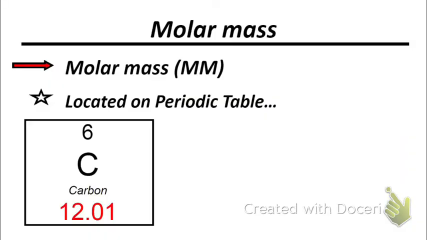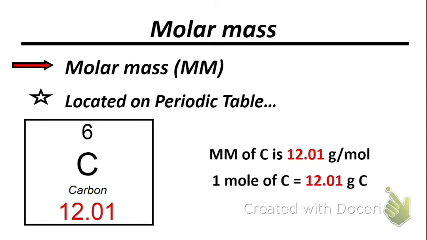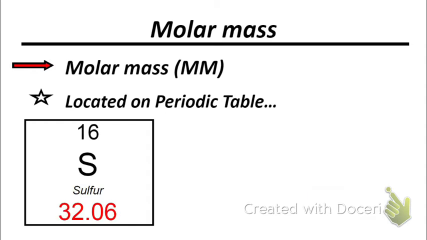So a few quick examples. If we look at carbon on our periodic table, it has a molar mass of 12.01. That's 12.01 grams per mole. But we could also write this as 1 mole of carbon is equal to 12.01 grams of carbon.